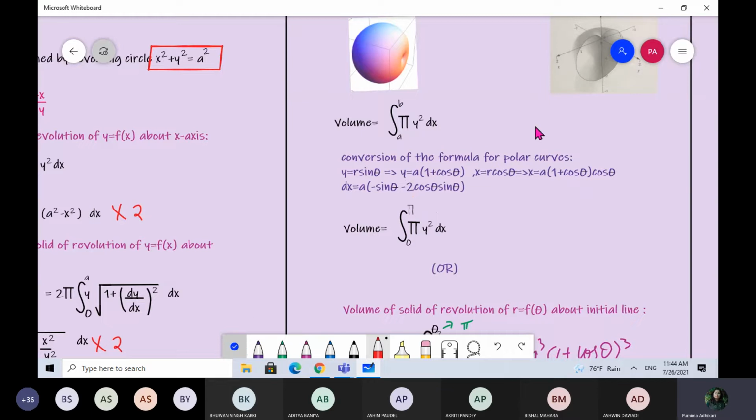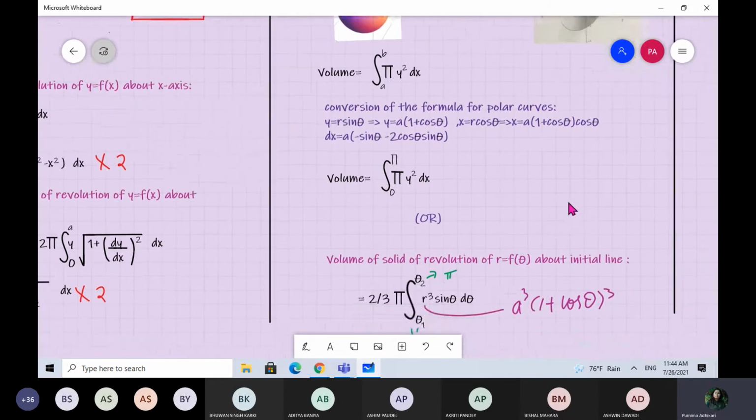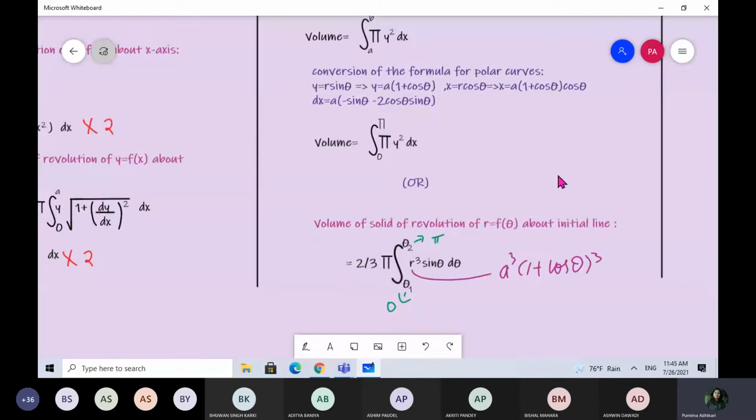Okay. So this is the case when you did not want to memorize a formula, when you were willing to use the same Cartesian formula. But if you want to use a formula for polar curves, there is one extra formula, which you can use if you are looking for the volume of solid of revolution of r equals f of theta about the initial line.